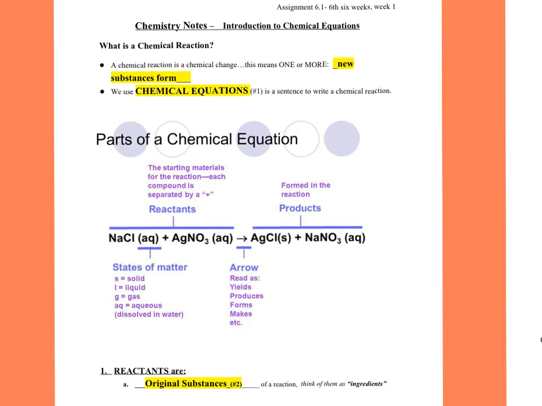This lesson will be your introduction to chemical equations. What is a chemical reaction? A chemical reaction is a chemical change. This means one or more new substances form.